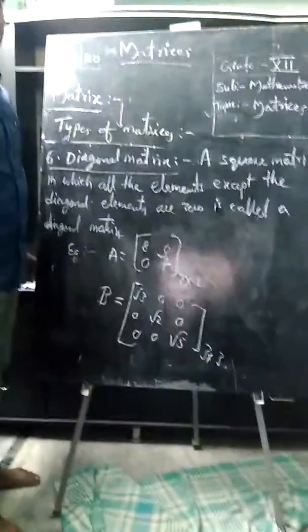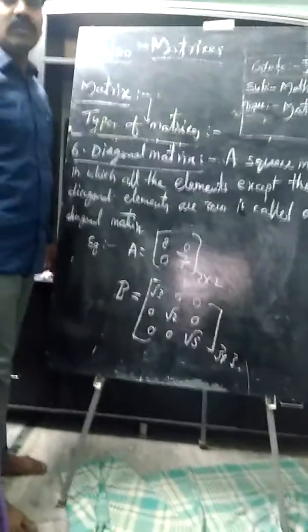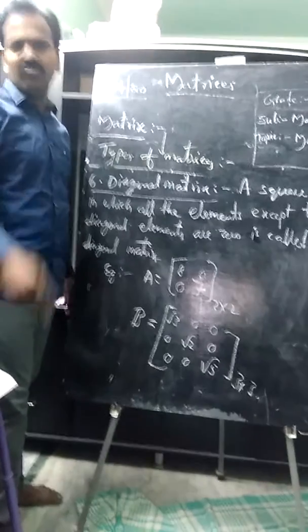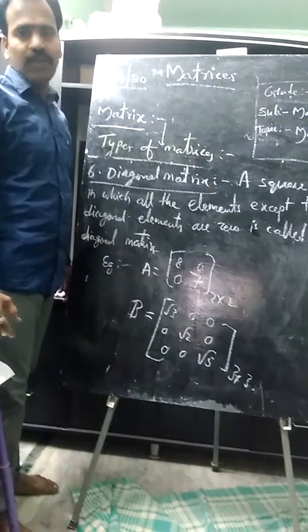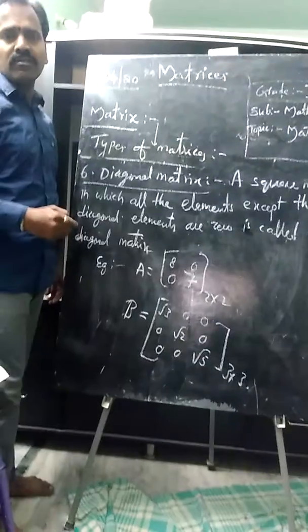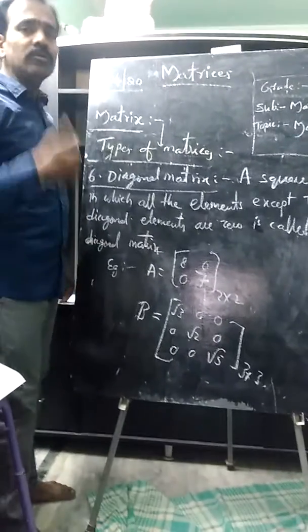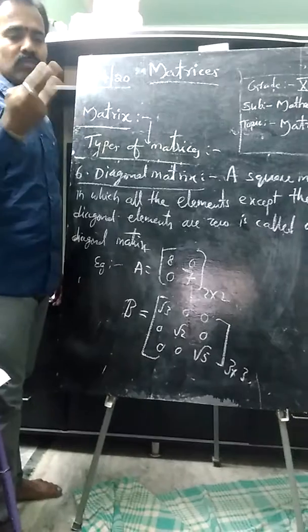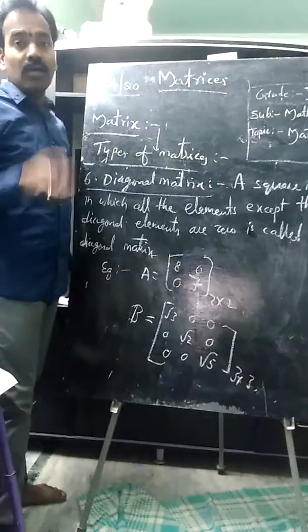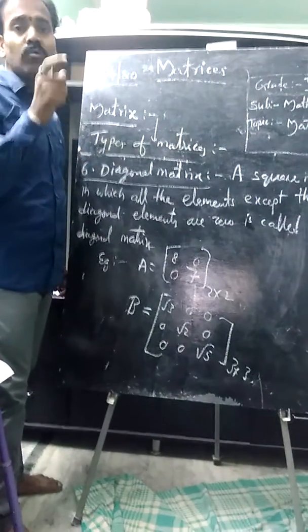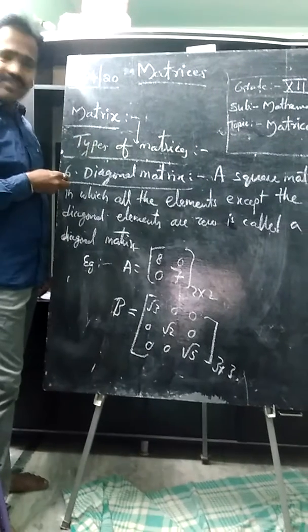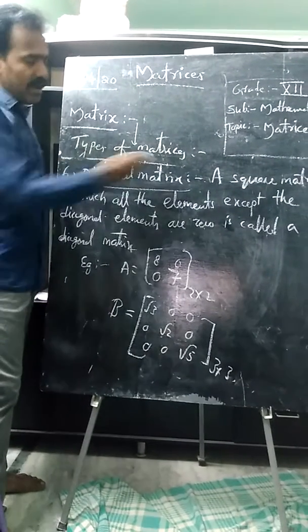Very good morning, students. In the previous class, we discussed the definition of matrix and types of matrices. Up to now, you have learned about square matrix, rectangular matrix, zero matrix, row matrix, column matrix, and how to write the order of a matrix. Now you will learn about the sixth type of matrix, that is diagonal matrix.